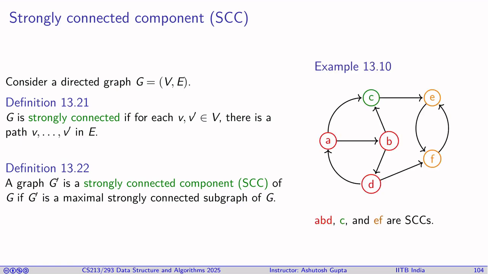Let's look at an example. Here is a directed graph. You can see there are three different islands: A, B, D; C; and E, F. And these islands are strongly connected components. From any node in a red color node, you can reach another node. For example, you can go from A to B, B to D, D to A, and D to B. All combinations are possible. But you cannot go from A to C, and from there you cannot come back from C to A. Therefore, they cannot be part of the same strongly connected component.